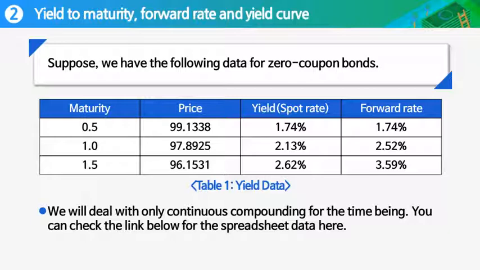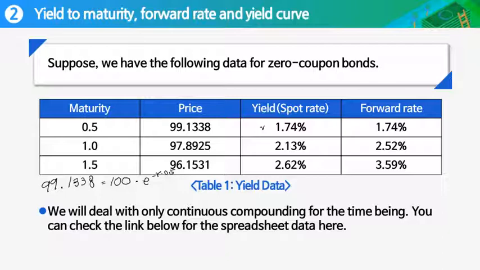So the value of a contract is 99.1338 should be equal to $100 the contract pays at the maturity, and e to the power of minus r 0.5. Right? And this r is here 1.74.